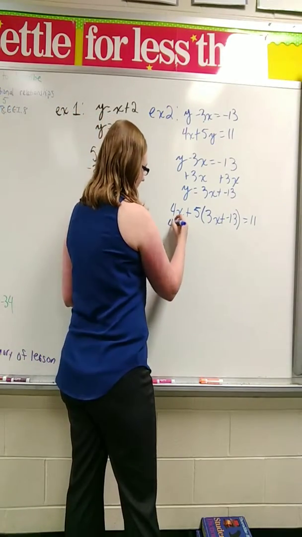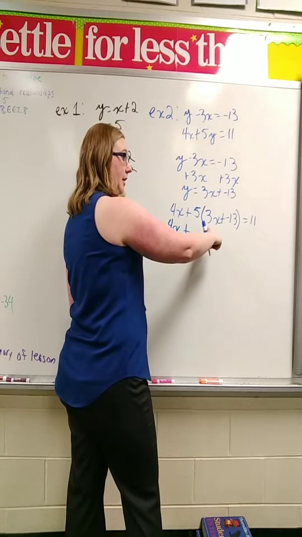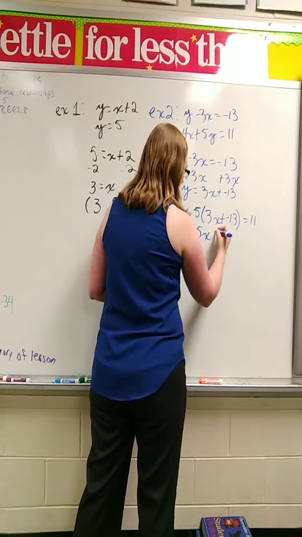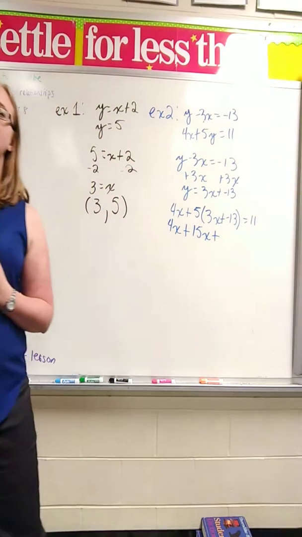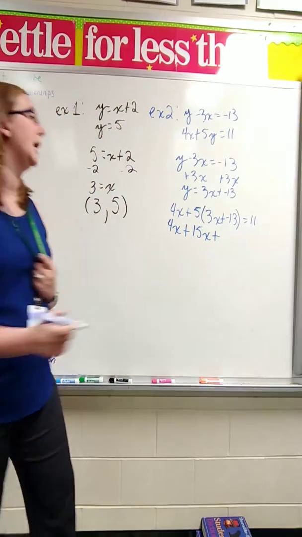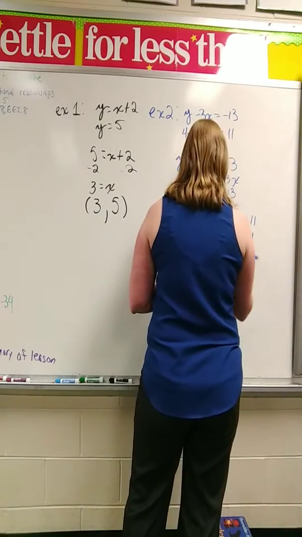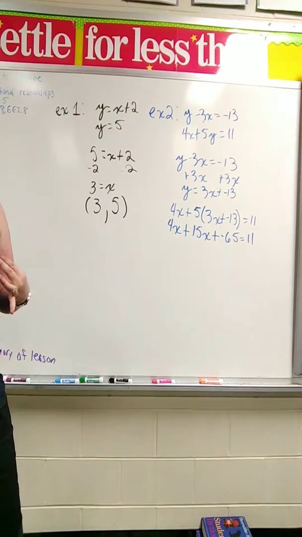That gives me 4x plus what's 5 times 3? 15. 15 what? 15x. Plus 5 times negative 13 is? Negative 65. Good. And that equals 11. Alright, so the first thing I did there was distribute.